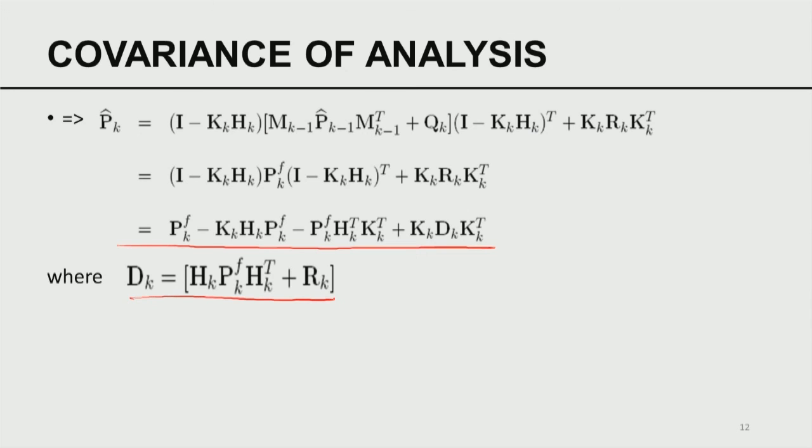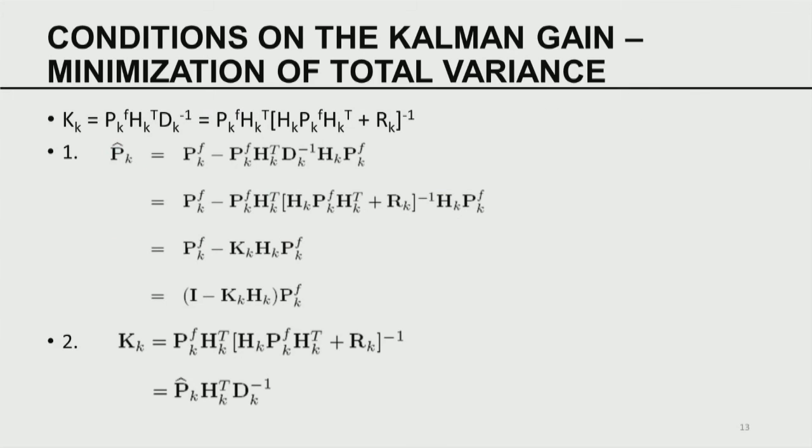Dk comes in here. Please recall, this is exactly the expression we have done in one of the earlier modules. This is the term which is quadratic in K. This is linear in K. This is linear in K. I need to be able to minimize the trace of Pk with respect to KK. KK has nm elements. The conditions for the Kalman gain, minimization of the total variance, we have already done. And that analysis, I am now quoting, the optimal Kalman gain is given by this.